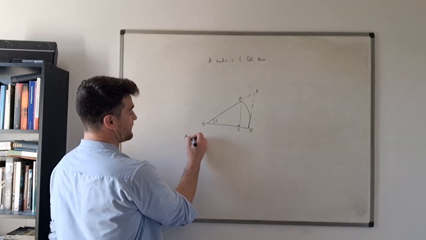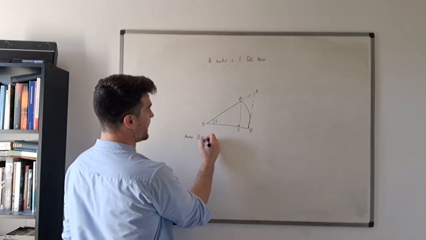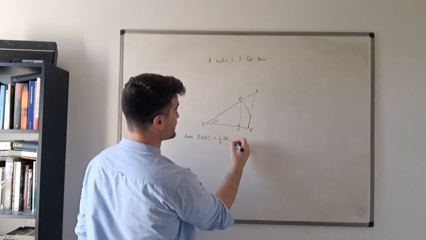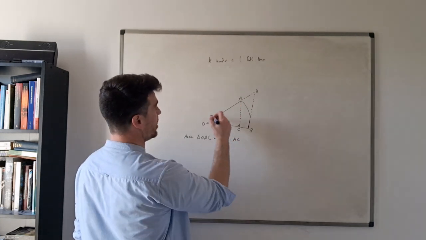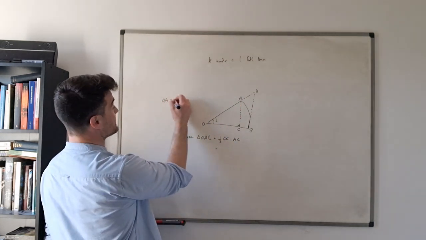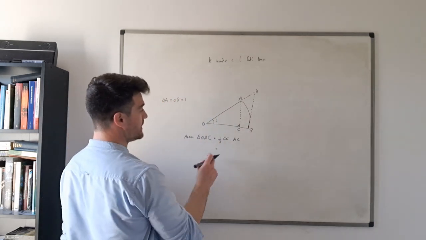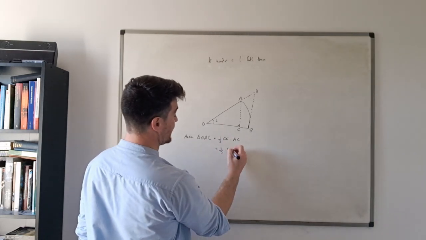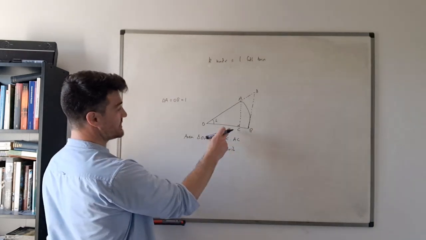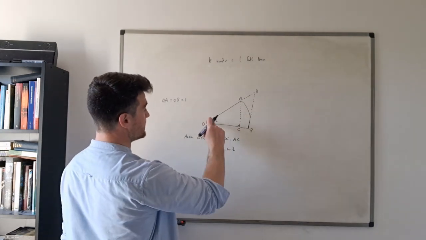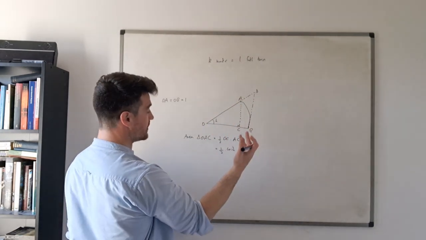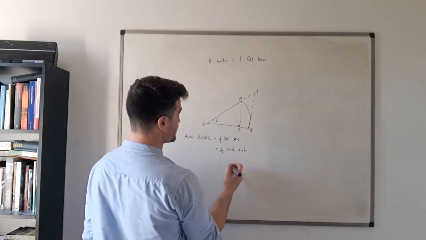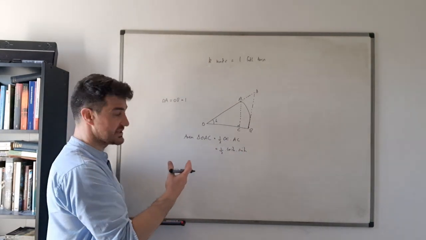So the area of triangle OAC is going to be equal to a half OC times AC. Remember that OA is equal to OB, which is equal to 1. So that means that OC is going to be equal to cos H, because cos H would be equal to OC over OA. OA is just equal to 1, so OC is just equal to cos H. Similarly, AC is going to be equal to sin H. So that's the area of OAC.